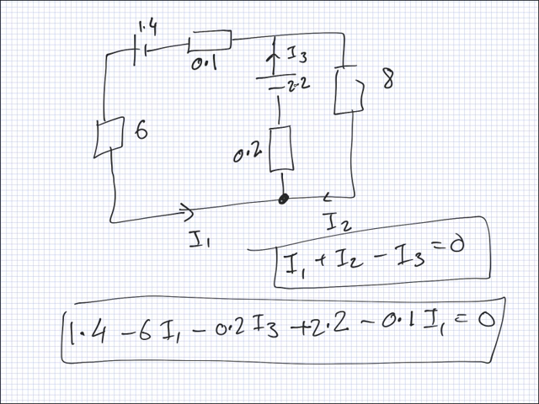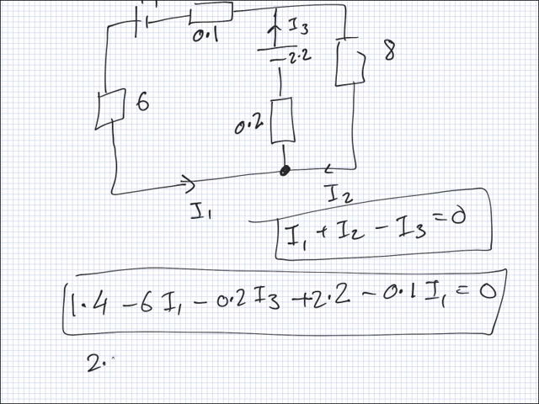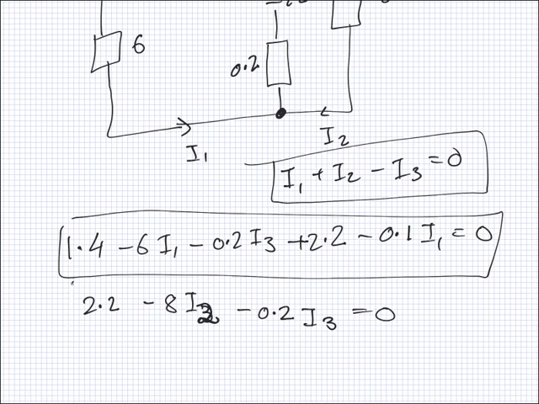And then the third equation, let's start here and go around to the right. So that's 2.2 minus 8I3, oh sorry, not 8I3, 8I2, minus 0.2 I3 equals 0. Okay? And there you go, there's your 3 equations. So you just have to solve these 3 equations.